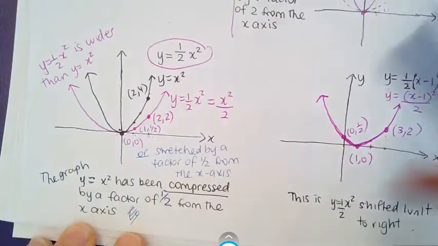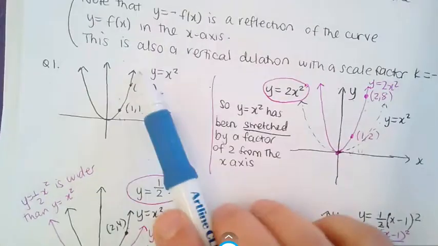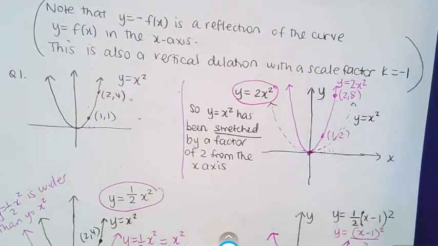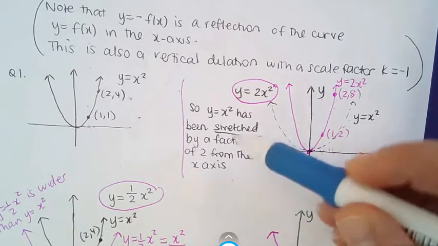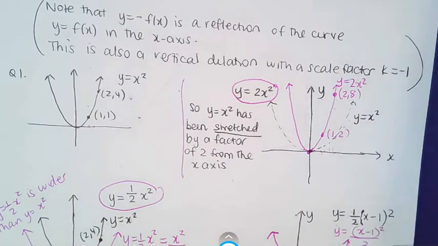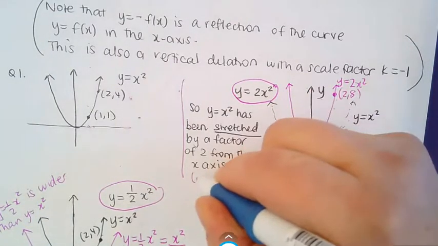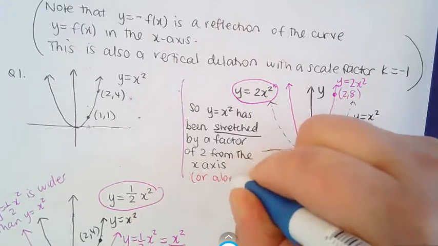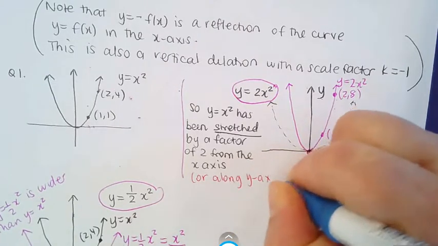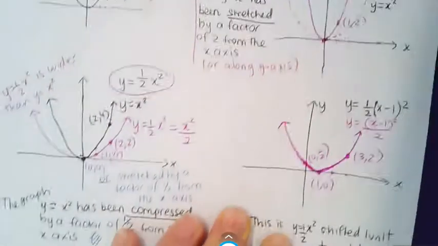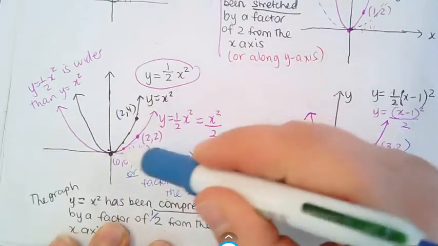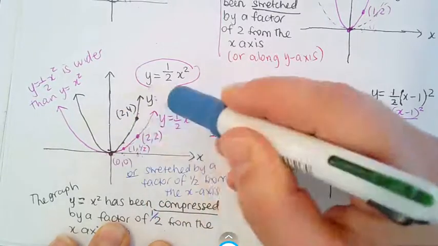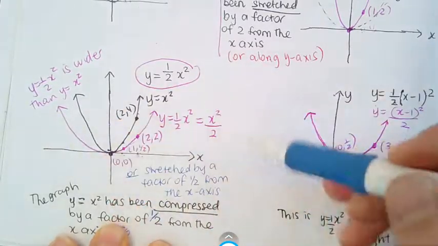Yes, so, for example, let's look here. We've got y equals x squared. y equals 2x squared, we know is steeper, so it's been stretched by a factor of 2 from the x-axis or along the y-axis. So you can say from the x-axis, or it's stretched along the y-axis. Now, this is where the error is. So we say this one's now wider. There's y equals x squared in black. y equals a half x squared.